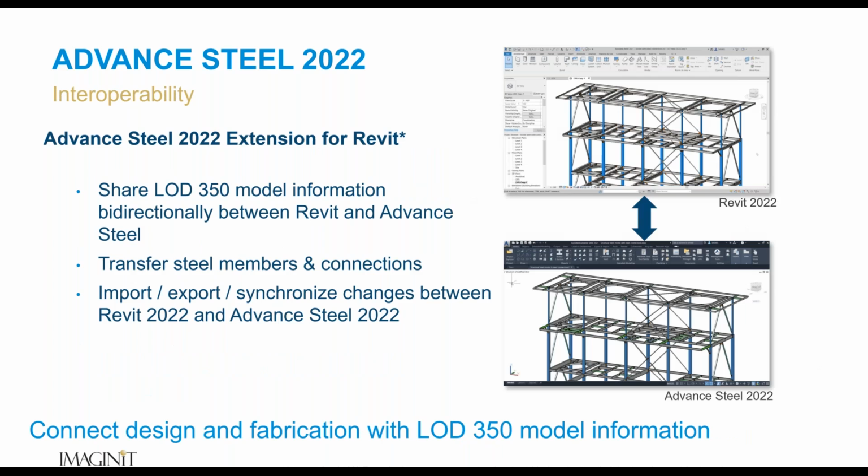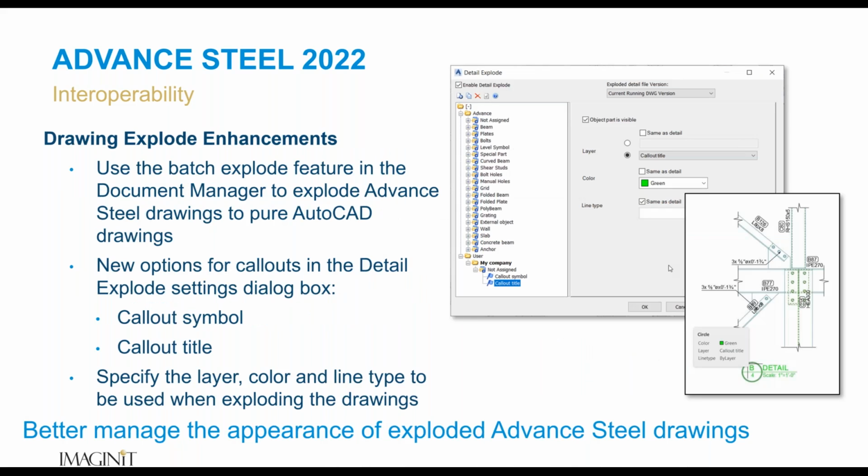Now, when it comes to the Advanced Steel 2022 extension for Revit, basically this enhances our workflow for steel detailers and fabrication to work better with the Revit back and forth workflow. Exploding drawing enhancement. When you hear that word explode, you always kind of get fearful for that. What they've done in this is allow us to have a configuration for callout symbols, title displays, along with other drawn entities. And that gives us the ability now to assign layers, colors, and line types to be used for those things when we explode them.